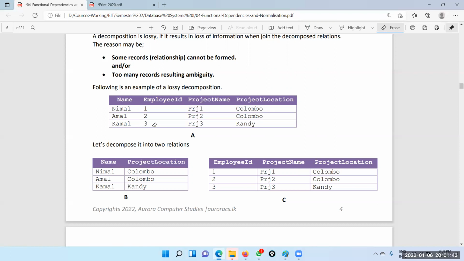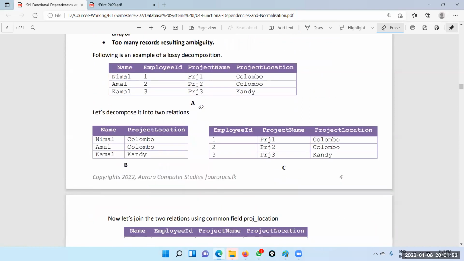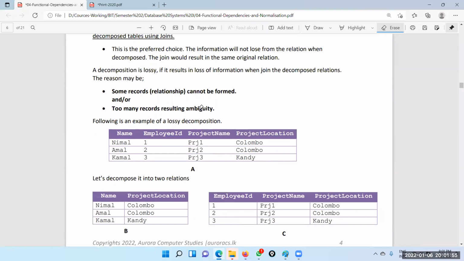Okay, so there's a theory, right, to check whether a decomposition is lossless or lossy. Right, so this is an example of what will happen if the decomposition is lossy. Right, so when do we say that a decomposition is lossy?